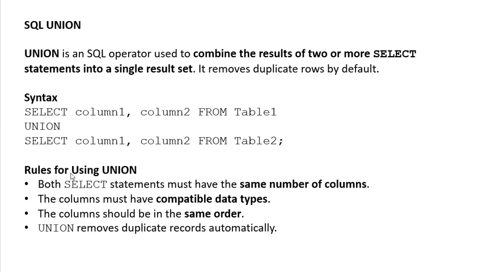When using UNION, both SELECT statements must have the same number of columns, the columns must have compatible data types, and the columns should be in the same order. UNION removes the duplicate records automatically.